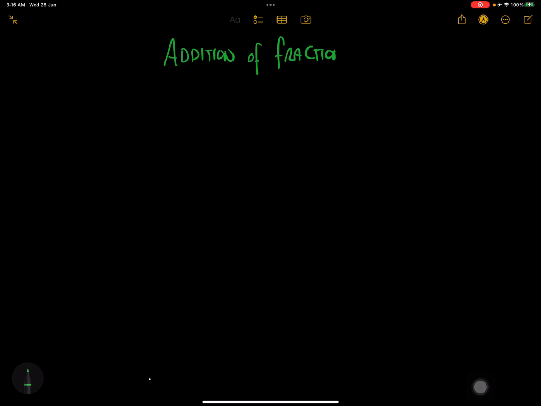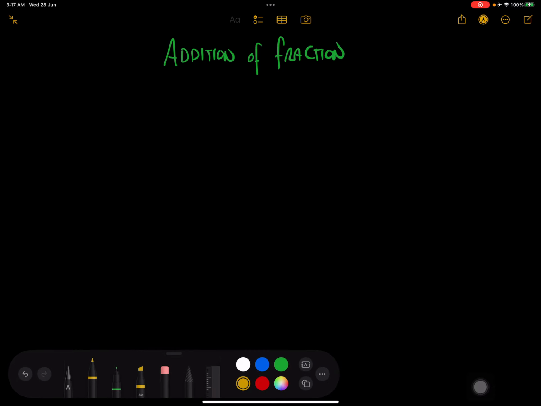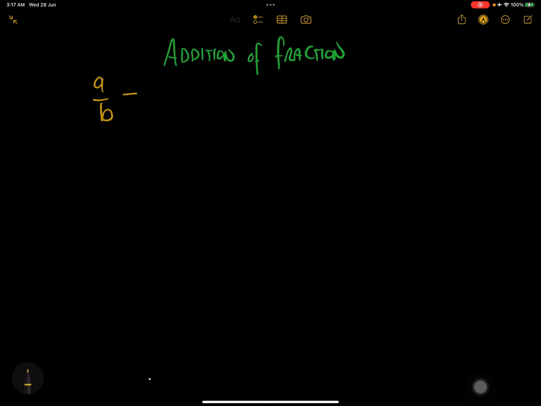To do that, we're going to imagine that we have 2 fractions. Maybe we have A over B, and we're adding it to C over D. What we do is write again A over B plus C over D.